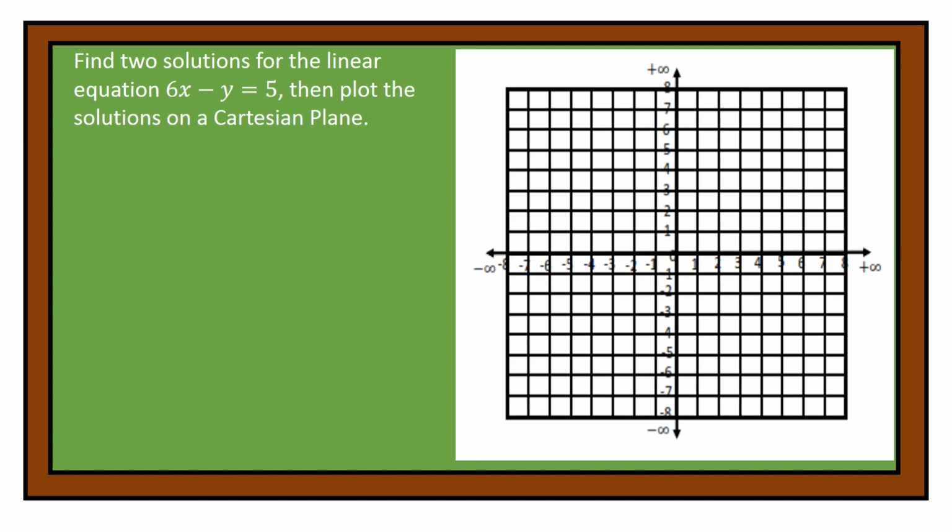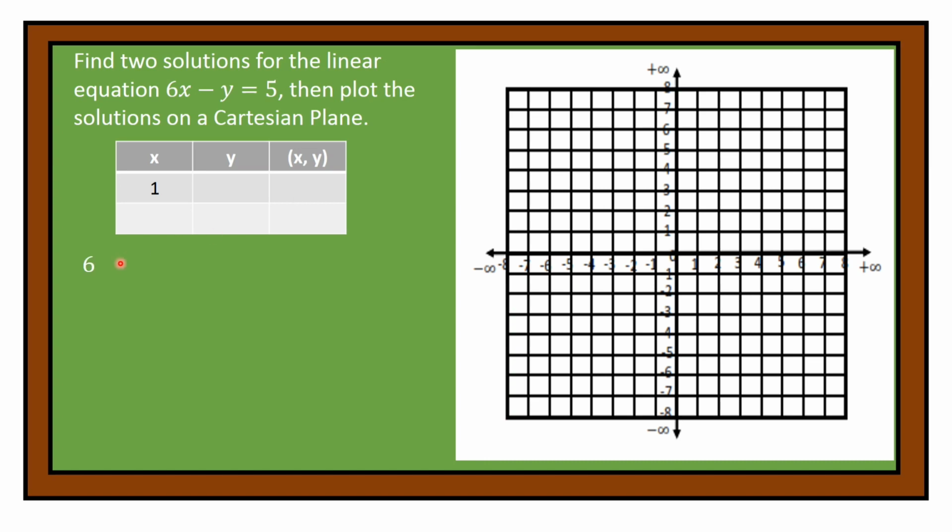Another example, find two solutions for the linear equation 6x minus y is equal to 5. Then plot the solutions on a Cartesian plane. Okay, since we are looking for solutions of linear equations, we're going to assign values of x. Since we are looking for two solutions only, let us assign two numbers. For example, if x is equal to 1, what will be the value of y and our ordered pair or solution?